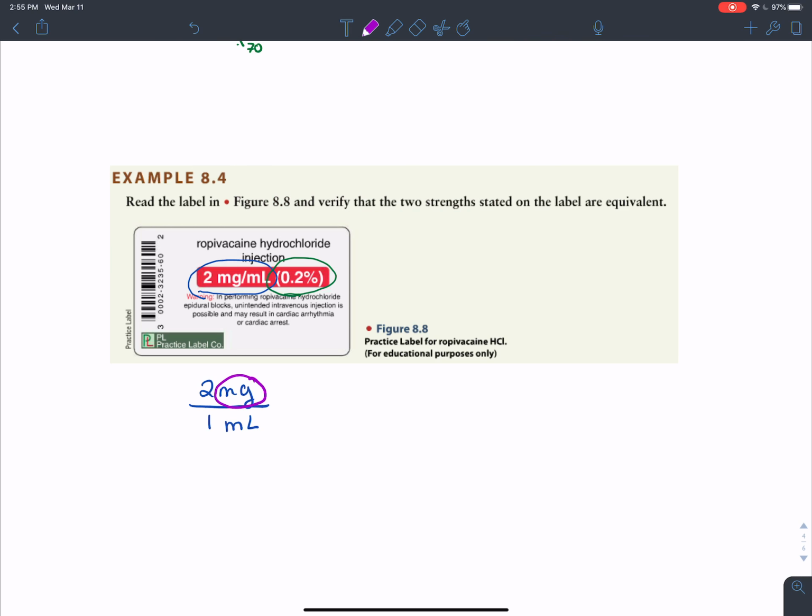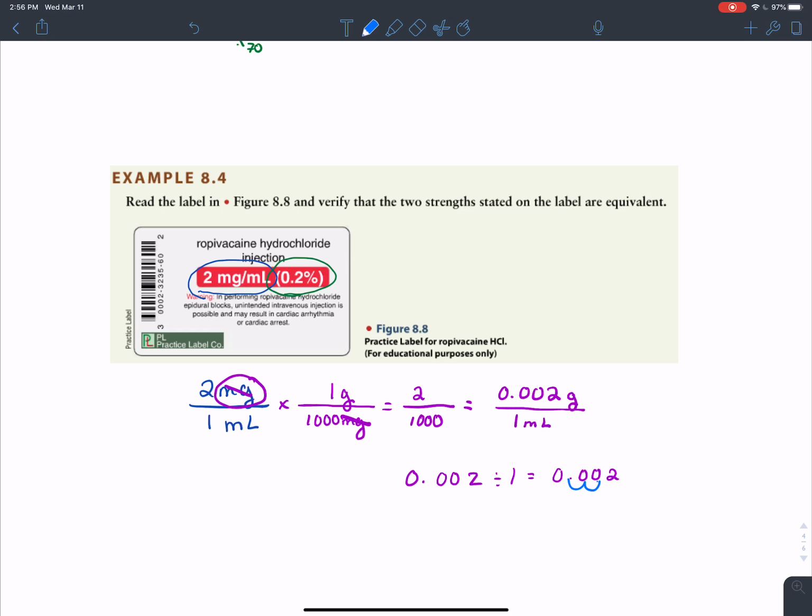To get this into percent form, I bump my decimal point over twice or multiply by 100%. Either way, I get 0.2%. And if we look, that is the same as the percent on the label. So we can say yes, the strengths are equivalent.